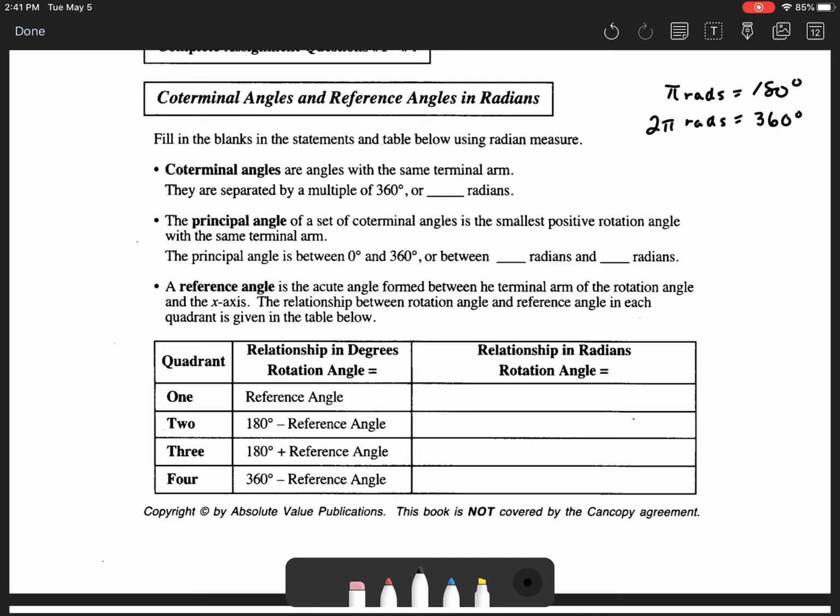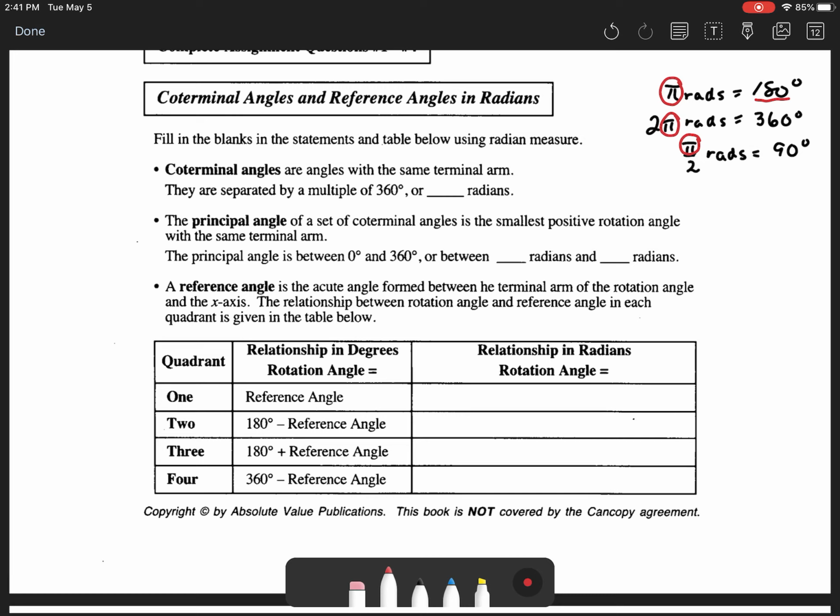If you wanted to go even further than that, if I take pi and divide it by 2, well, what's pi over 2? Pi is 180. 180 divided by 2. So that would be the same thing as 90 degrees. As soon as your head can wrap itself around the fact that pi is equivalent to 180, then all these calculations will make sense. Okay, so pi radians is equivalent to 180 degrees.